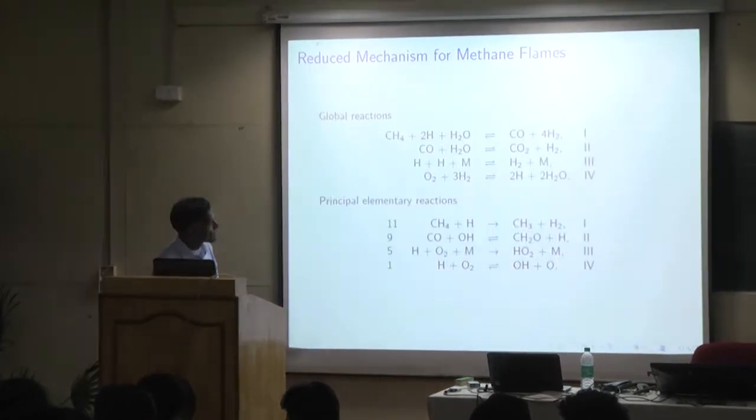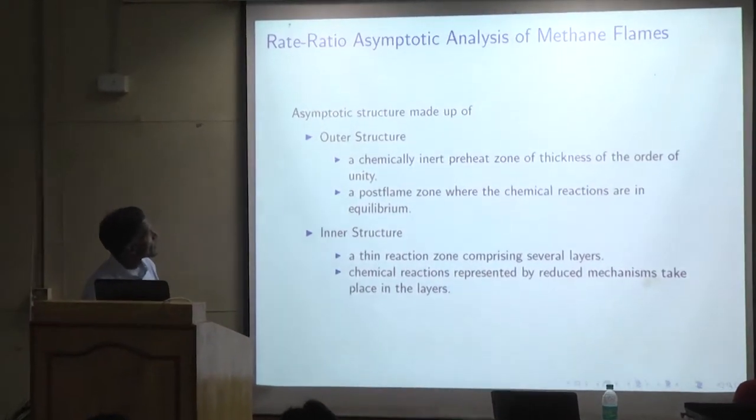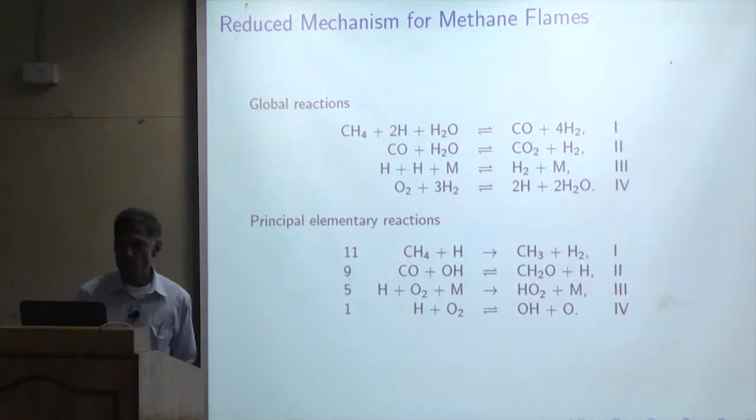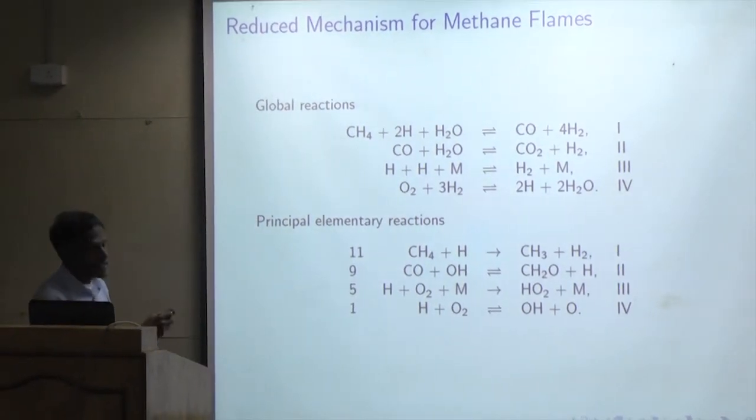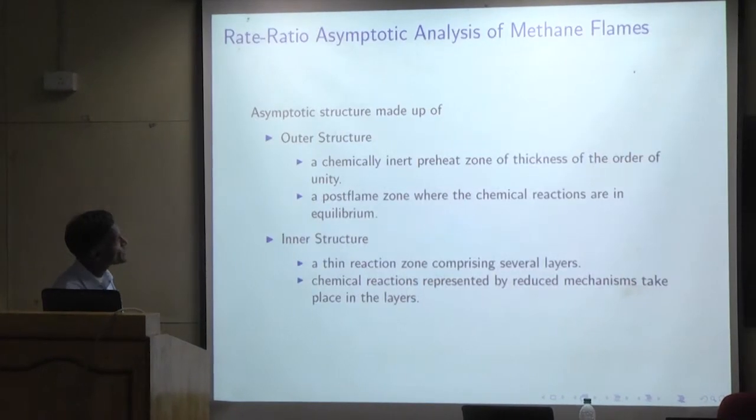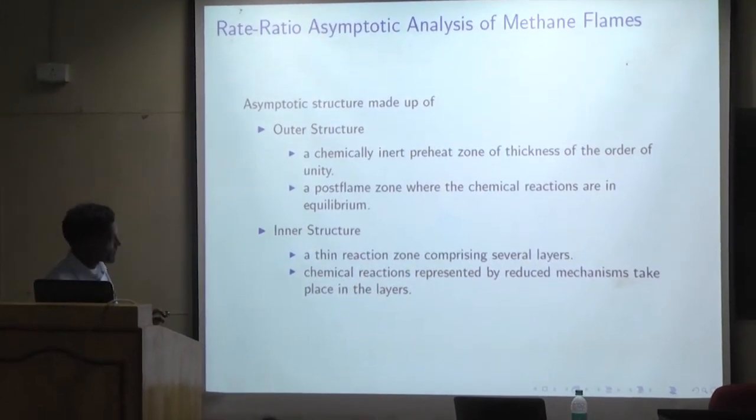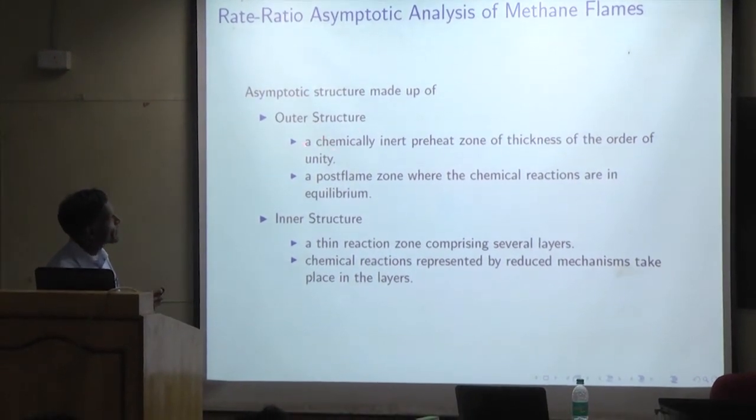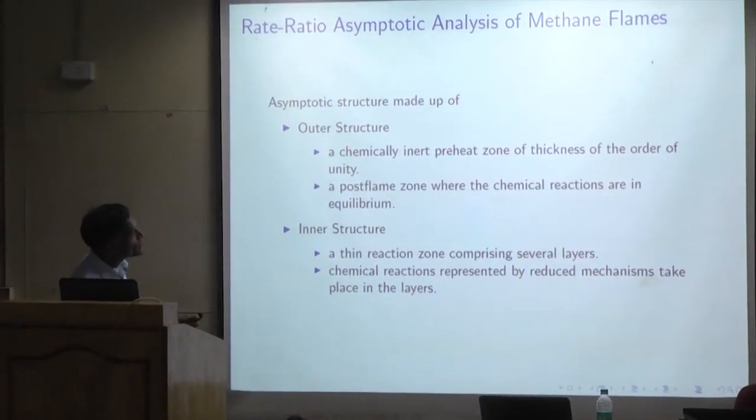Okay. All right. So now we go on to asymptotics. Now we have this reduced scheme, we can do asymptotic analysis. Again, this is a better representation of chemistry. As far as I'm looking at methane flames now, again, you have an outer structure. Now, the key point here is the chemically inert.